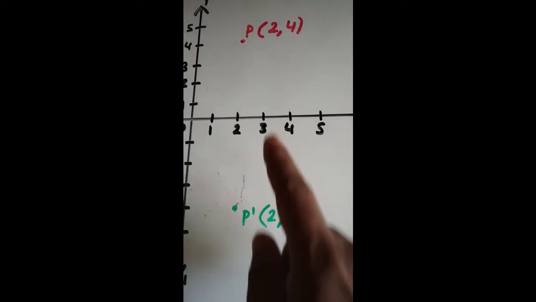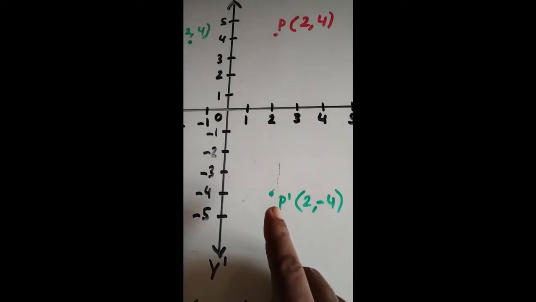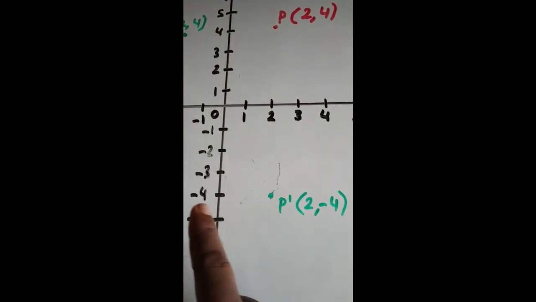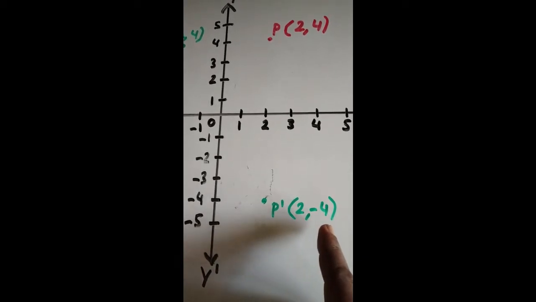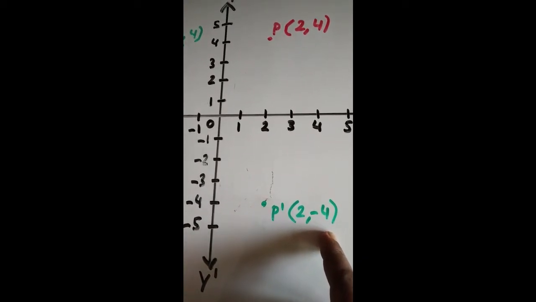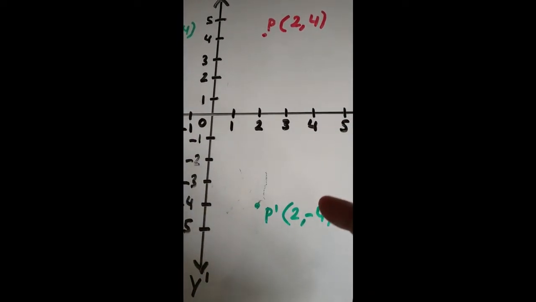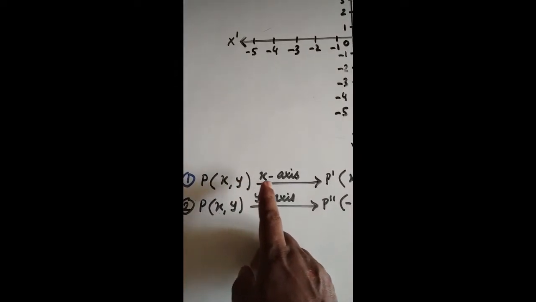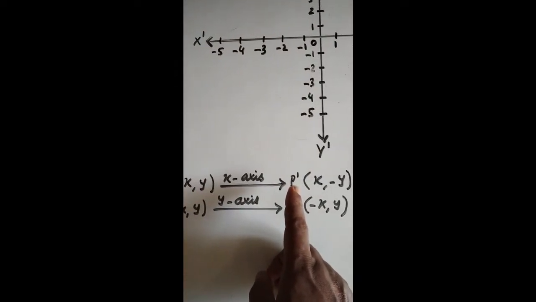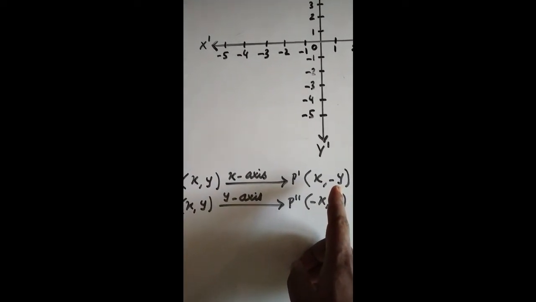So P dash is the image of P. P has coordinate (2, 4) and this point now has x value 2 and y value -4. So we get it as (2, -4). So you can check here that the x value remains the same and the sign of y has changed. So that's why we represent it here in the first one as P(x, y) reflected on the x-axis gives us P dash. x remains as x and y sign has been changed to -y.